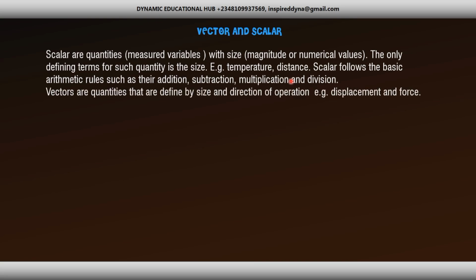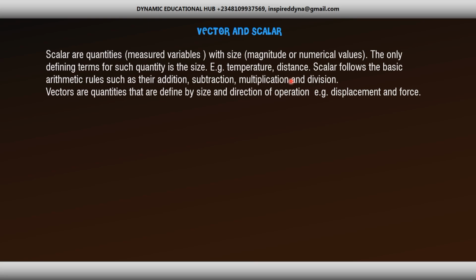Now we have another type of quantities, which are called vectors. Vectors are quantities that are defined by size and direction of operation. Let me break it down. Recall that the only defining thing about scalar quantities is the size. When it comes to vector, you are not talking about the size alone. You are talking about the orientation, the direction of action of the quantity that you measure.